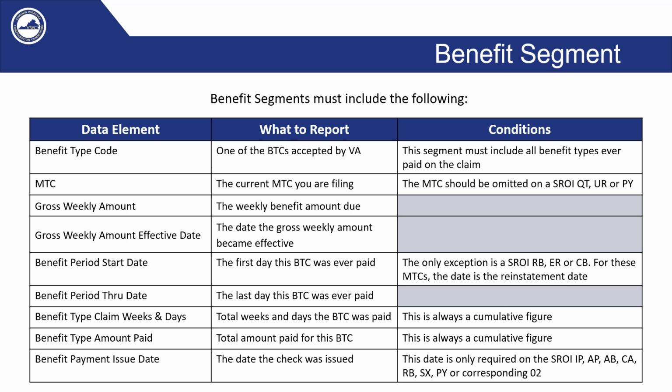This is the date the check was issued and is required on the Shorey IP, AP, AB, CA, RB, SX, PY, or corresponding O2. If a previously paid and reported benefit is missing or a cumulative figure is not reported on each transaction, a variance order could be issued due to possible underpayment, an indemnity payment advisory may be generated, or a missing BTC letter could be issued.